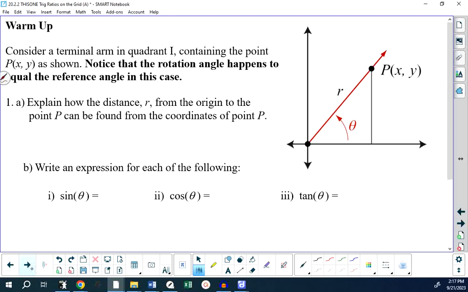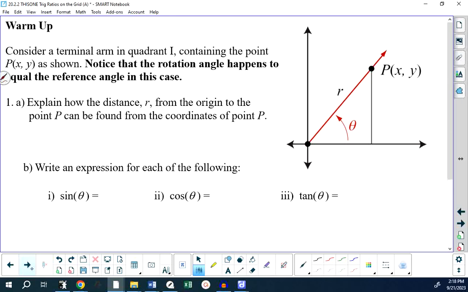So to begin with, we have to retool everything we know about sine, cosine, and tangent. Because as I mentioned the other day, when we rotate that terminal arm around and we get past quadrant 1, you no longer have a triangle to look at. The concept of opposite and adjacent and hypotenuse goes out the window. So, number 1 has a warm-up that says we have a rotation angle that's in quadrant 1. And I'm just putting in bold, notice the rotation angle and the reference angle are the same.